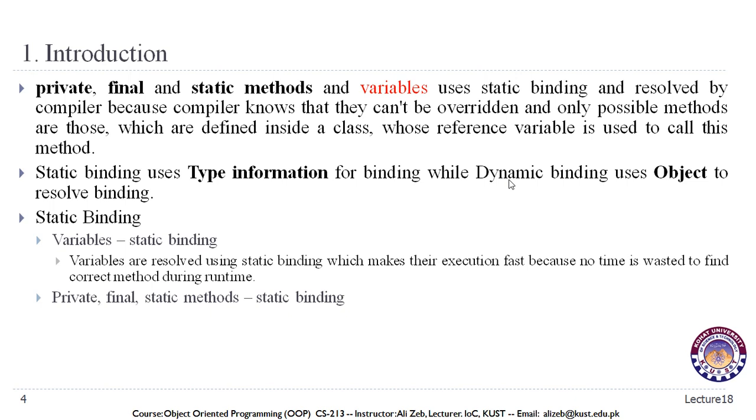Private, final and static methods, as we already said, use static binding. When we declare a method as private, final or static, we understand that it cannot be overridden, and when we cannot override a method, then there is no confusion about which method will be called by the object of the class where that method has been declared.